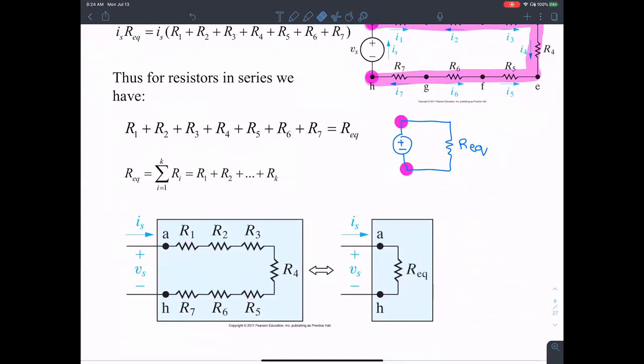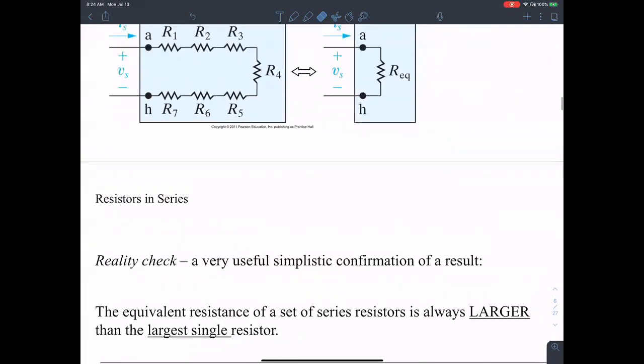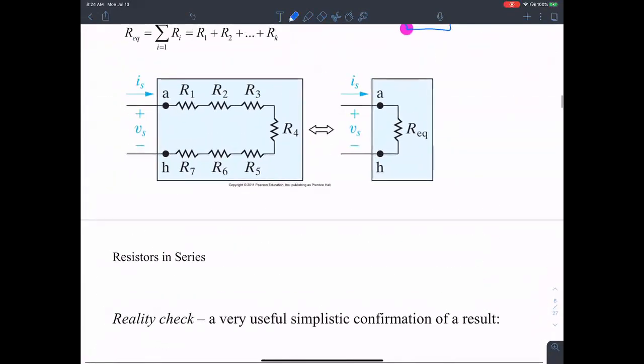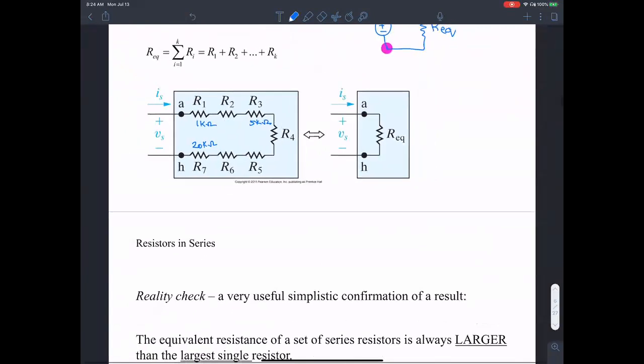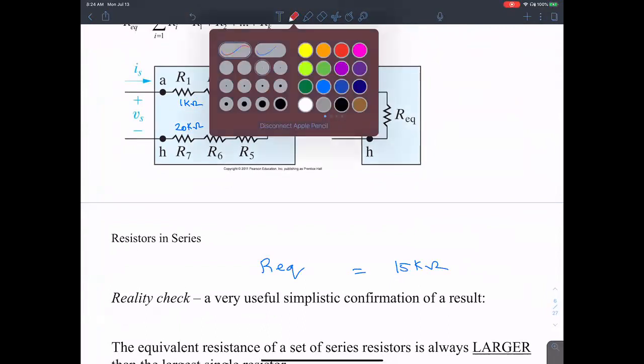Simple concept. Now there are some quick sanity checks that you can use to verify your solution. Let's say I have 1 kilo ohm here, 5 kilo ohm here, and 20 kilo ohms here. And you get an answer that's around, I don't know, 15 kilo ohms for R equivalent, okay? Well, you don't even have to do the math.